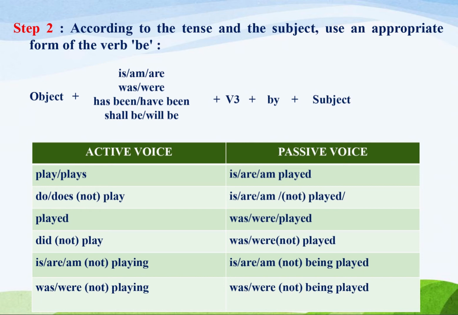Was or were. Since it is a past sentence, it will get transformed into was or were plus the third form of the verb, played. Then in present and past continuous tenses, is, are, am playing or not playing gets converted into is, are, am not being played, and was, were playing gets converted into was, were, not being played.